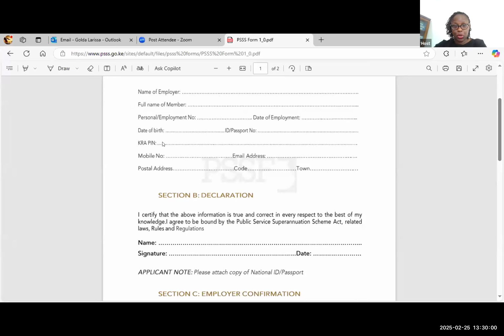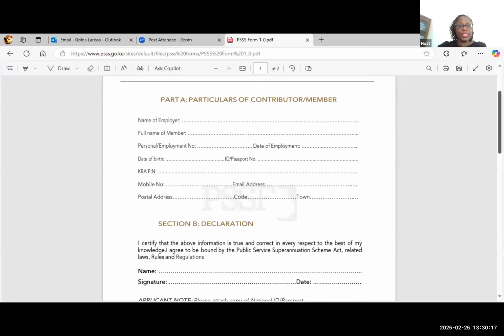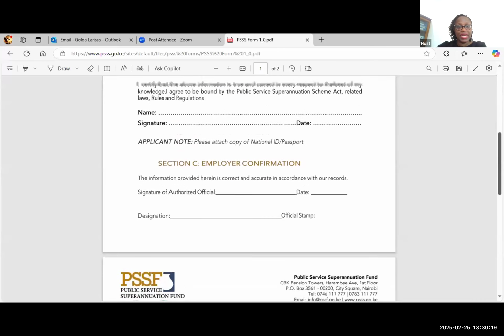We would like to get your KRA PIN. It is important. Then what is your mobile number? This is to enable us to communicate any information to you, together with the email address and your postal address in case we would like to write a letter to you. So you can see that this form, if you are even completing it right now, you're actually done.